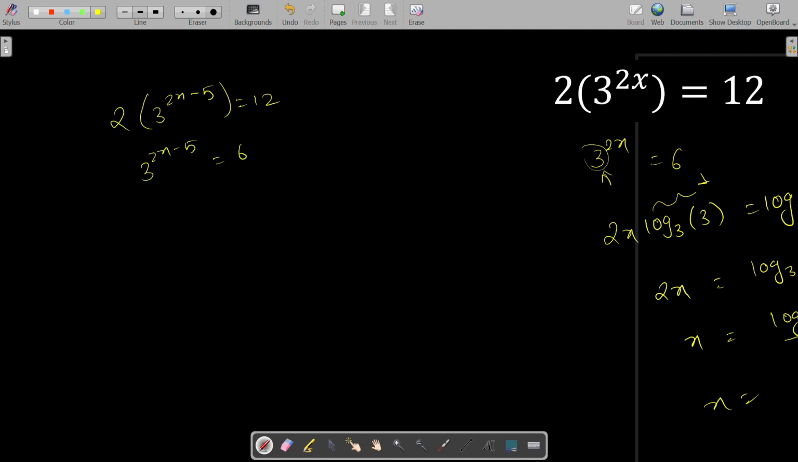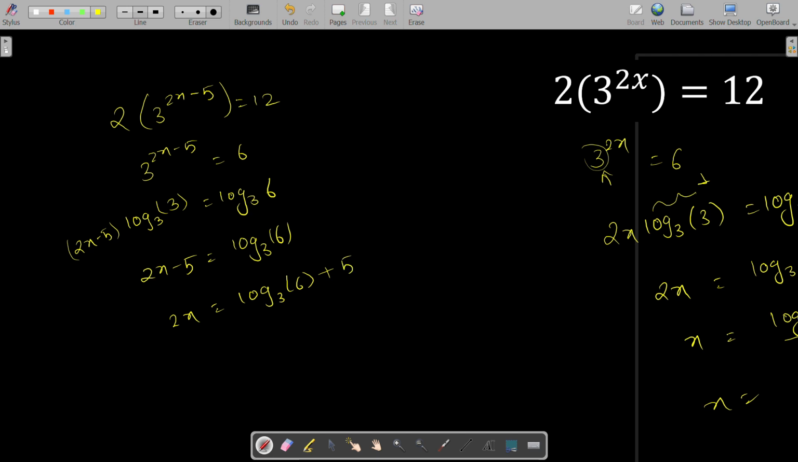Taking the log base 3 will also remain the same. Log with base 3 of 3, this 2x minus 5 will come forward like this, and log base 3 of 3 equals log 3 of 6. Now it will get converted to 1 as usual, so it's equal to log 3 of 6. Now 2x equals log 3 of 6 plus 5. If I take that 5 to the right hand side, again 2x equals log 3 of 6, which means log of 6 divided by log of 3, plus 5.